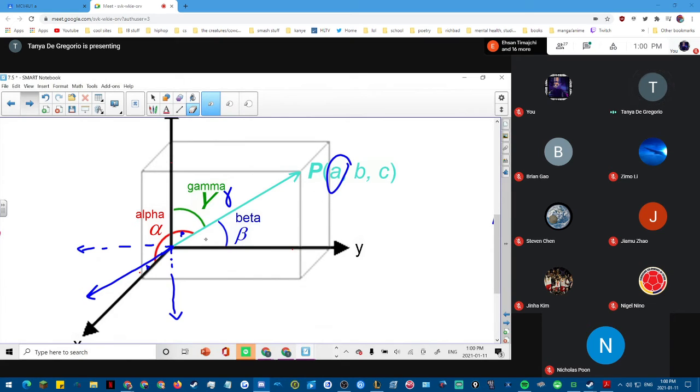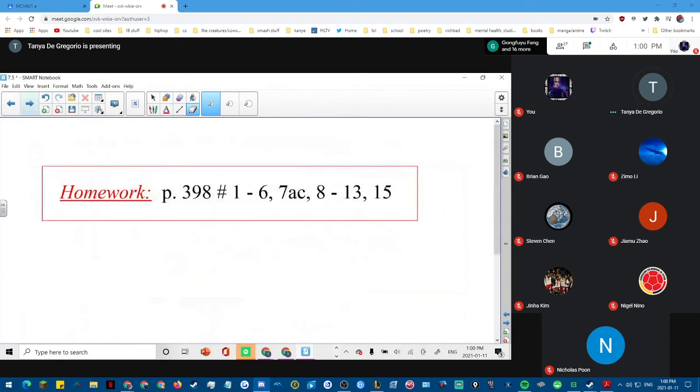Okay. And this is your homework for this section, guys. Page 398, numbers 1 to 6, 7AC, 8 to 13, and 15. No errors that we know of in this section. Of course, if you find any that you think maybe, let me know. And that's it. So we're going to do 7.6 next.